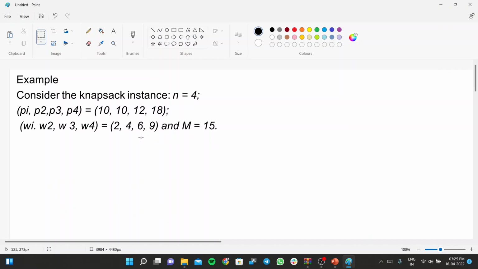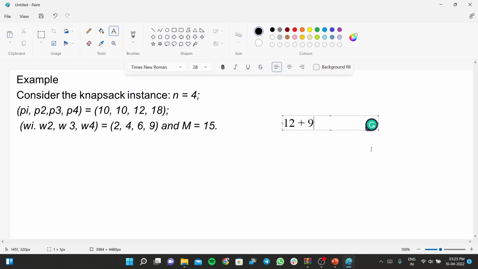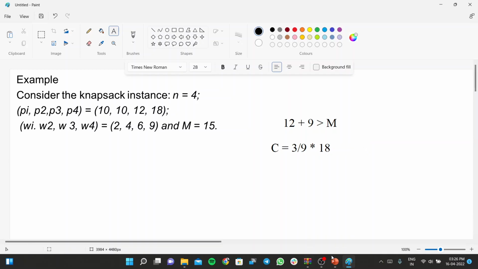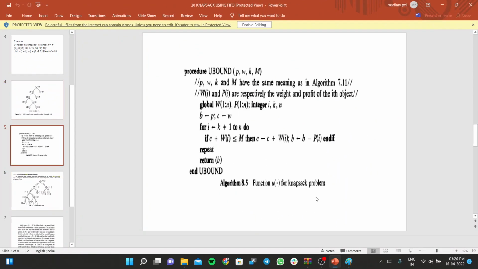Here we can see 4, 5, 6, 6, 2 is 12, but 12 plus 9 is greater than m, so that is not possible. That's the reason we are now using c. c is calculated along with the remaining part. So 6 plus 4 plus 2, that is 12, and 15 minus 12 leaves us with 3 parts. So we can consider 3 by 9th of 18, that is the c value.